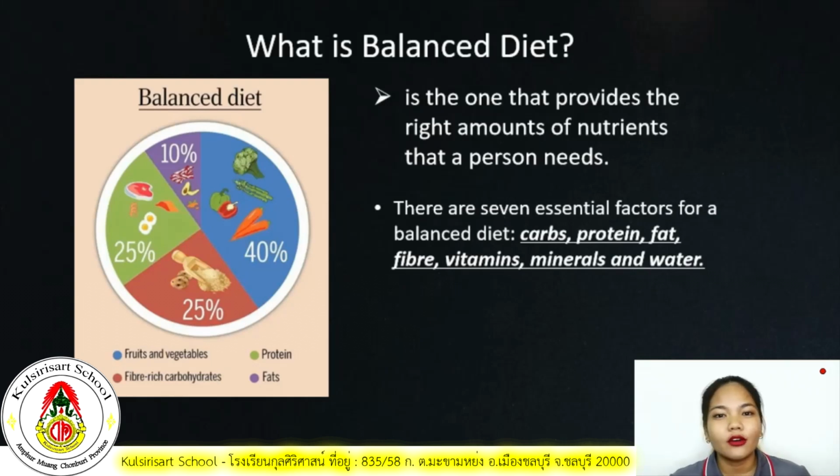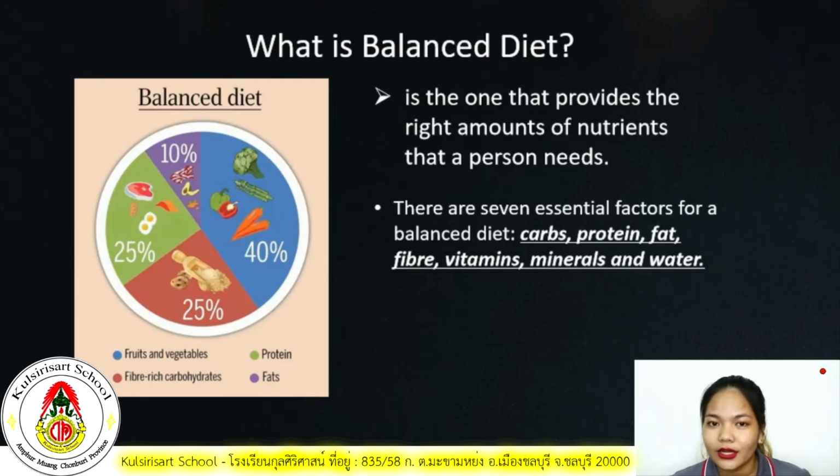So if you go back to our previous lesson, which is about nutrition as well, there we discussed the 6 types of nutrients and their different food sources. This lesson is basically just a continuation of that and an application of what we've learned, okay? So again, a balanced diet provides us the right amounts of nutrients that a person needs.